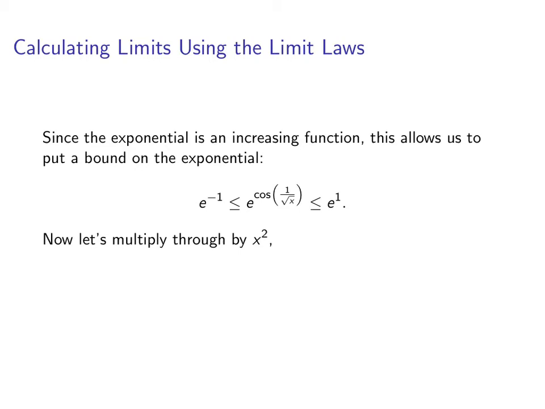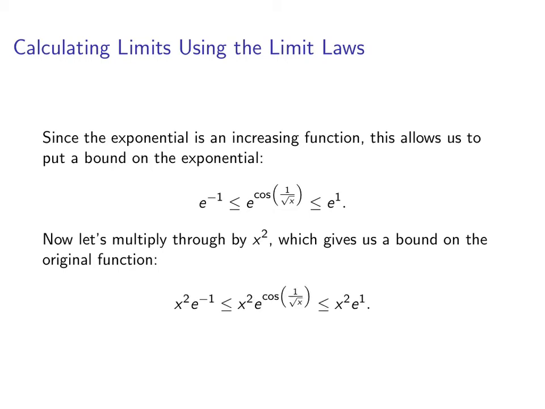Now let's go ahead and multiply through everything by x squared, and that gives us a bound on the original function. So take note that the thing on the inside here is exactly what we started with. We were trying to find the limit of this as x approaches 0.